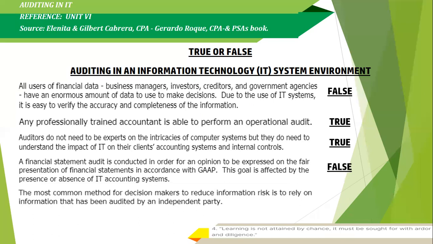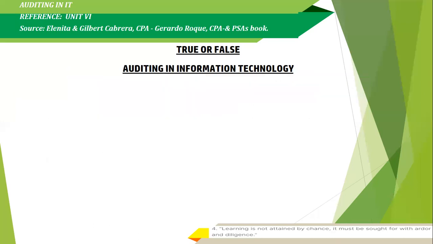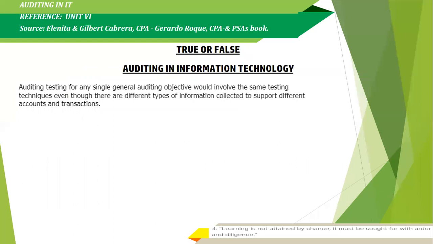Next, the most common method of decision makers to reduce information risk is to rely on information that has been audited by an independent. Yes, yun yung pinaka-goal natin mga auditor, independent auditor. So in users of information, magre-rely yan sila doon sa audit report natin, yung audit opinion natin. So to minimize that risk, doon sila magre-rely doon sa magiging audit report. That is true.